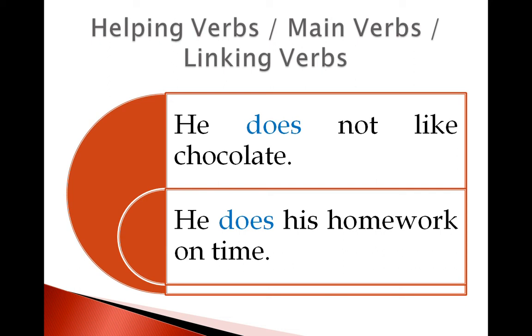And if we ask, he does what? What does he do? And the answer is homework. So it's a transitive verb also. Main verb, transitive verb. Homework is the object of does in this sentence.